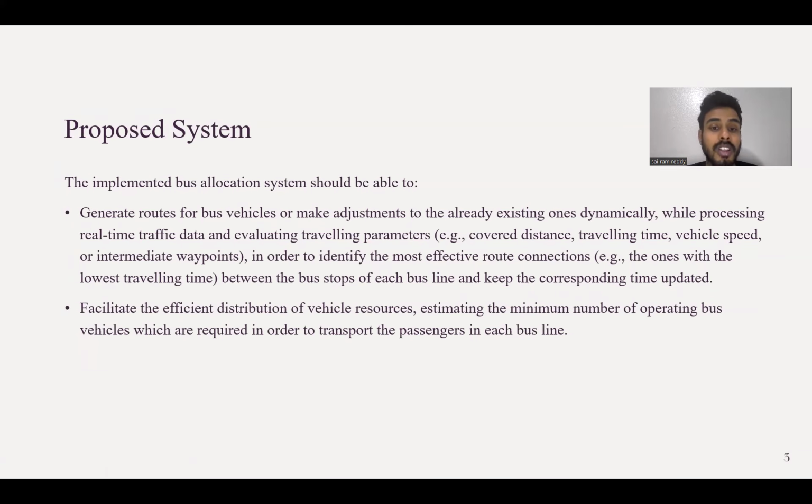And coming to the proposed system, it should be able to generate the routes for the bus vehicles, making adjustments to the already existing ones dynamically while processing the real-time traffic data. It evaluates the traveling parameters like distance, time, speed, and intermediate waypoints in order to identify the most effective route connections, for example the ones with the lowest traveling time between the stops of each bus line, and keeps the corresponding time updated. And it should facilitate the efficient distribution of vehicle resources, estimating the minimum number of operating buses which are required in order to transport the passengers in each bus line.